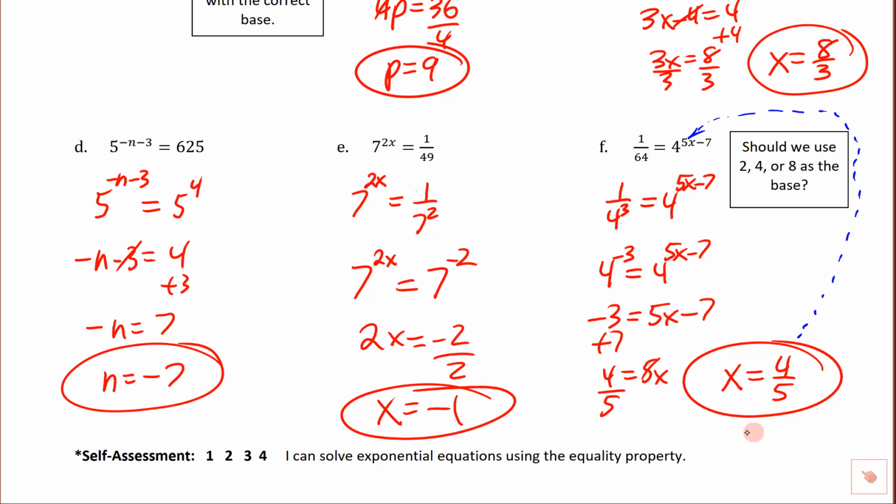So let's just check. This would be 4 to the 5 times 4/5 minus 7. So the 5s are going to cancel. So this is 4 to the 4 minus 7, which is 4 to the negative 3. That would be 1 over 4 to the 3rd, and that is 1/64. Okay, so it does equal the other side. So we've solved this. That number right there, when we plug it in, makes the equation true.